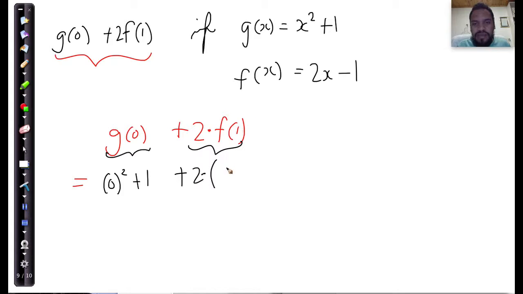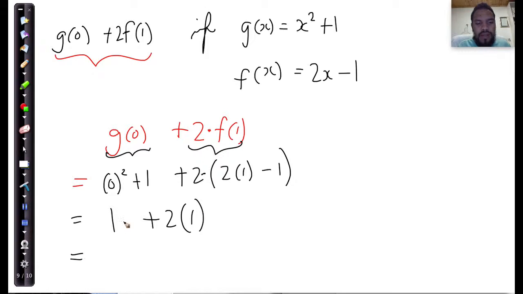But f of 1 is equal to 2 multiplied by 1 minus 1, close bracket. 0 squared is just 0. 0 plus 1 is 1, plus 2, and let's simplify this bracket. 2 times 1 is 2. 2 minus 1 is just 1. And therefore I get 1 plus 2 times 1 is equal to 3. Right. Because 2 times 1 is just 2. I'm going to erase this over here. Then we can say that equals 3.